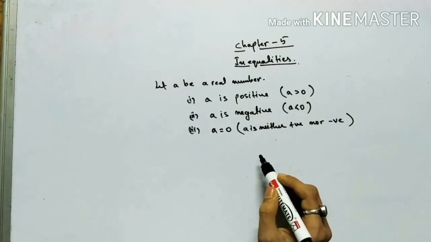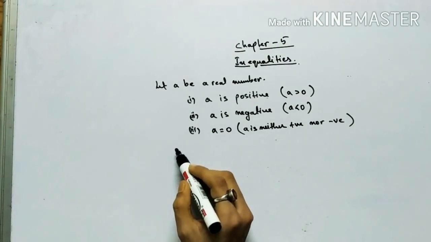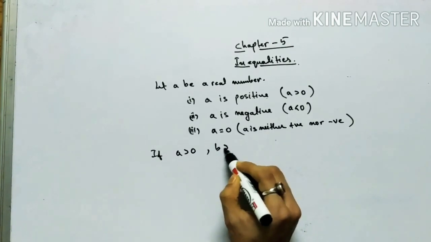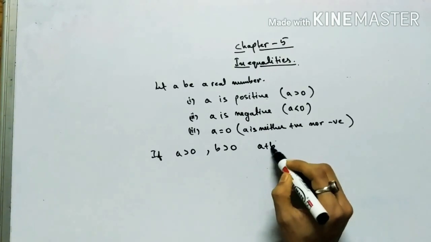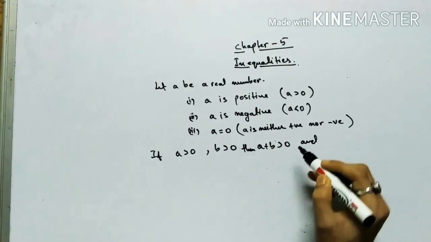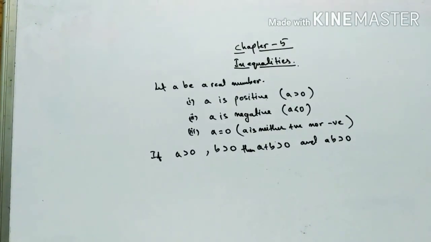And next it is properties of positive numbers. First of all, the closure law says that if A is greater than 0 and B is greater than 0, then A plus B will be greater than 0, and AB will also be greater than 0.